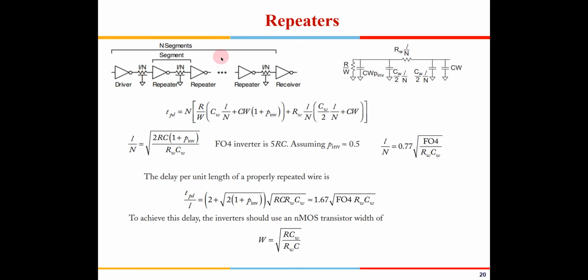Someone who is working in this domain needs to understand that we can reduce the delay by inserting inverters in between, and there is a formula which exists to compute the optimum number of segments. It is not that you arbitrarily put some inverters in between. So what should be the value of N to get an optimum delay? There is a formula which exists, so you should know that.